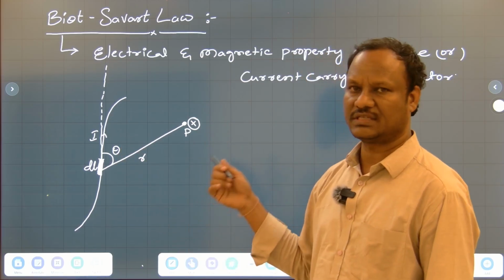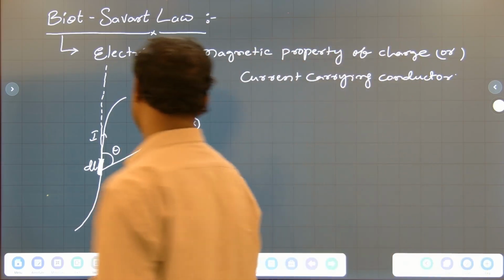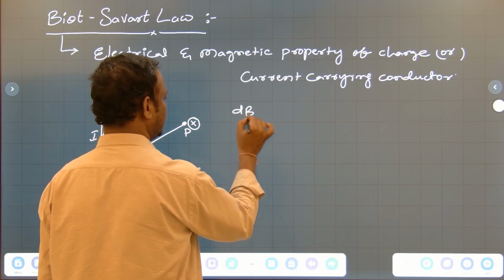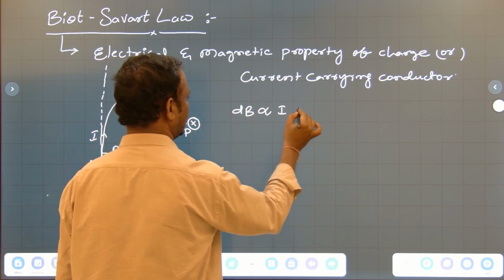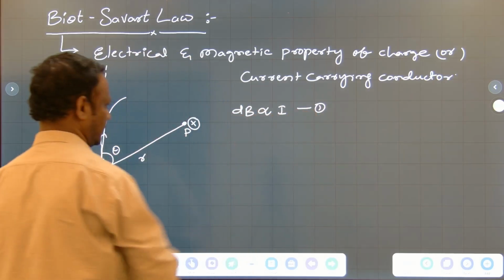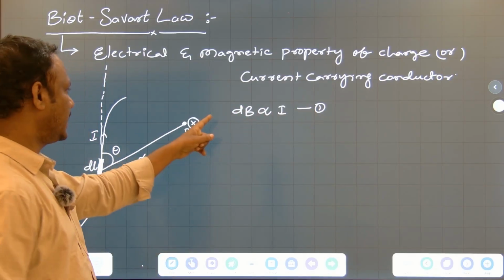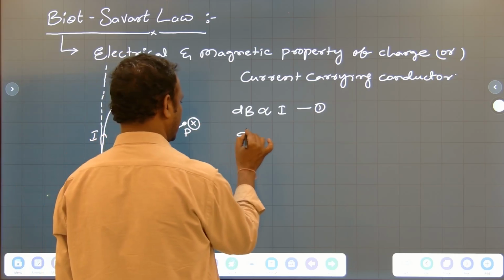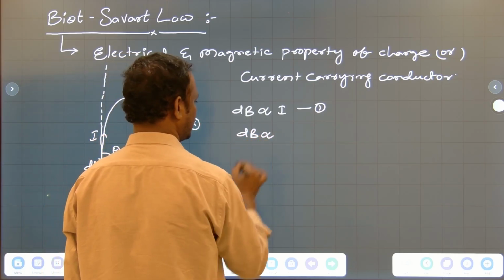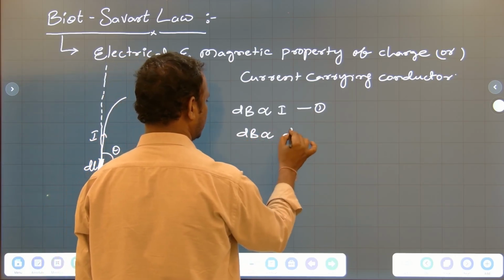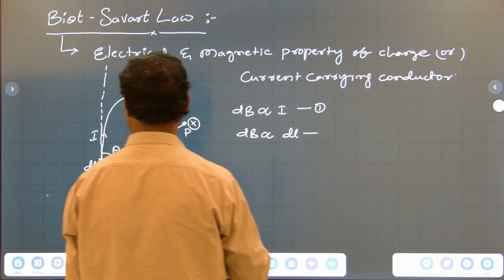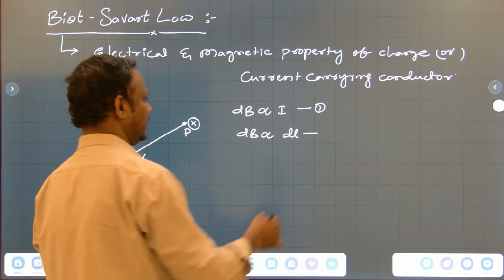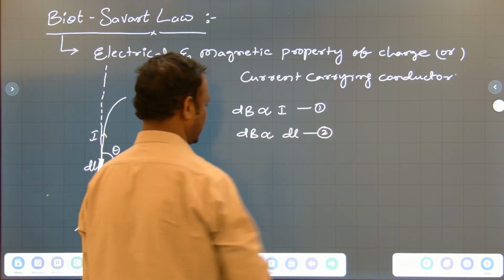Next is the current passing through it. The very first condition is that dB is proportional to the current passing through the conductor. As current increases, the magnetic field at this position increases. Next, dB is directly proportional to the length element dl, which we can also call the current element. This is the second condition.